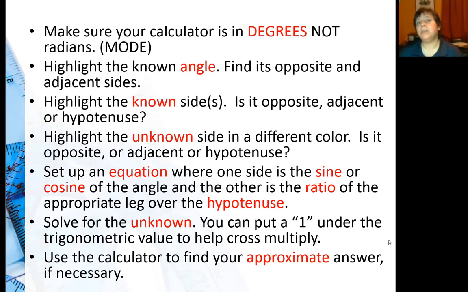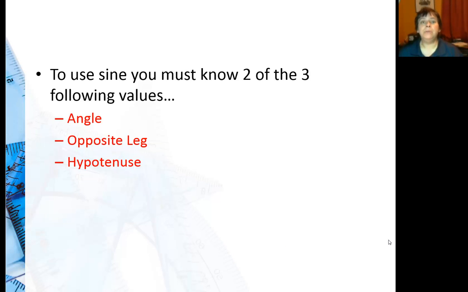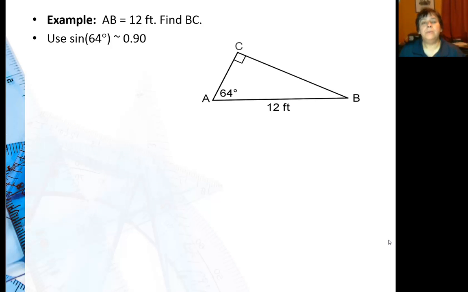There will be times I'll just ask you, what is the ratio? And you're going to solve for your unknown, and your answer might have sine or cosine in it, and that's fine. So to use sine, you must know 2 of the 3 following values: angle, opposite leg, and or hypotenuse. So in this example, we have a triangle with 64 degrees, so it's close to 30, 60, 90, but it's not. And the hypotenuse is 12 feet.